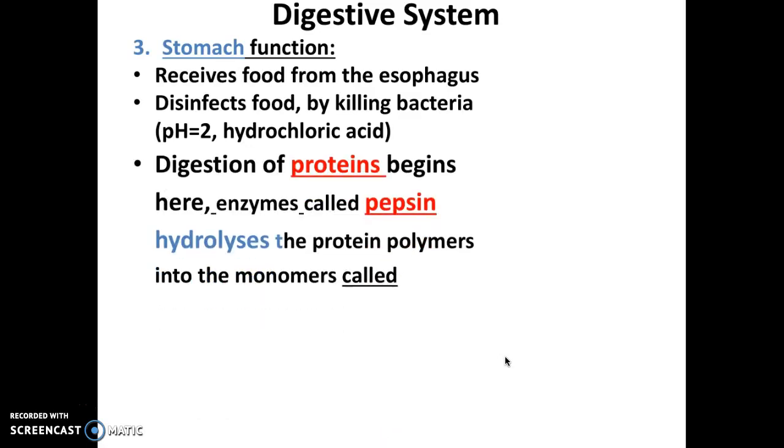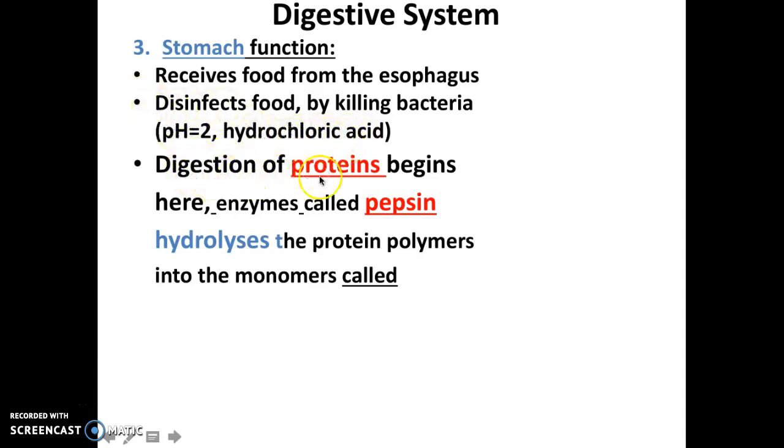So once the stomach receives the food from the esophagus, it is going to pretty much disinfect the food by killing all the bacteria that is present. And again, not all of it is going to die, but most of the bacteria is going to die from there. And that's going to happen because the stomach has a very low pH. It's very acidic. In fact, it has what we call hydrochloric acid. And that's another type of chemical that will break down some of that food.